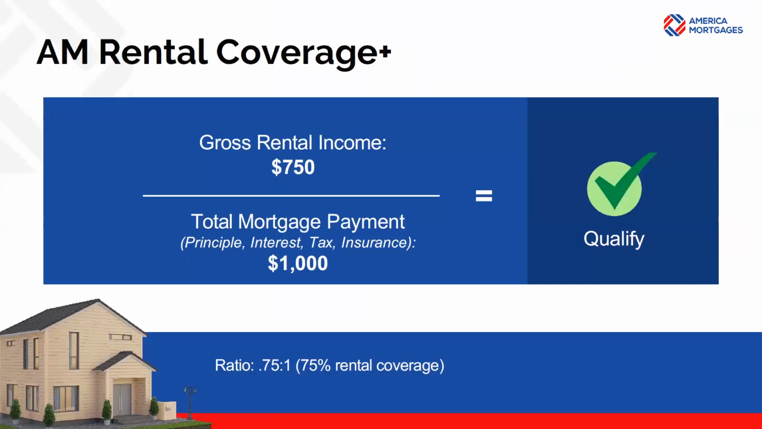How do you qualify? You don't even need 1 to 1, 0.75 to 1 for your rental coverage. So total mortgage payment, principal, interest, taxes, and insurance, $1,000. You only need $750 of income in order to qualify for this.